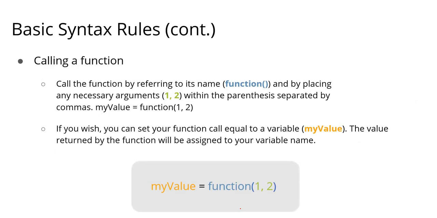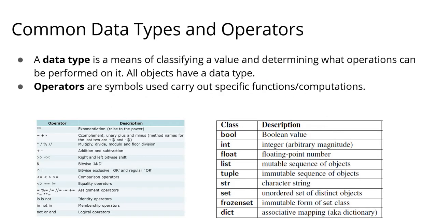Apart from this, what is calling a function? You call a function by referring to its name and by placing any necessary arguments, 1 comma 2, within the parentheses, separated by commas. myValue is equal to function(1, 2). It shows the actual function and its arguments, denoted by 1, 2. If you want to print or use the function's values, you can set it equal to the variable myValue, and the value just returned by the function will be assigned to your variable name.